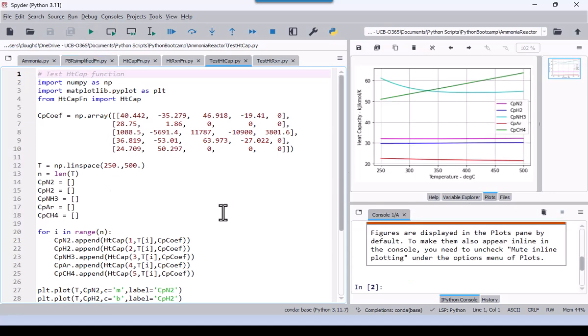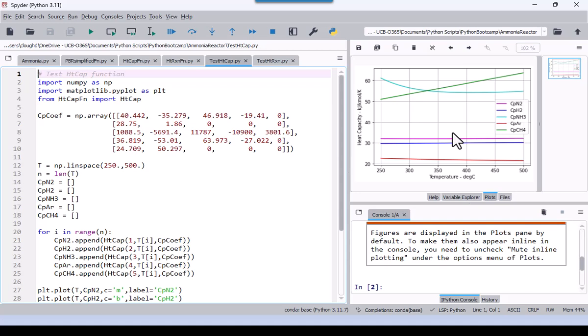And for instance, we can run our routine to test the heat capacity. And here is the result over here, and it shows us the heat capacity in kilojoules per kilomole Kelvin, and it shows them color-coded for the different components. And you can see that for the lower three here, which would be nitrogen and hydrogen and argon, there's not that much change in heat capacity over this range. But for our methane and our ammonia, we have somewhat of a change of heat capacity.